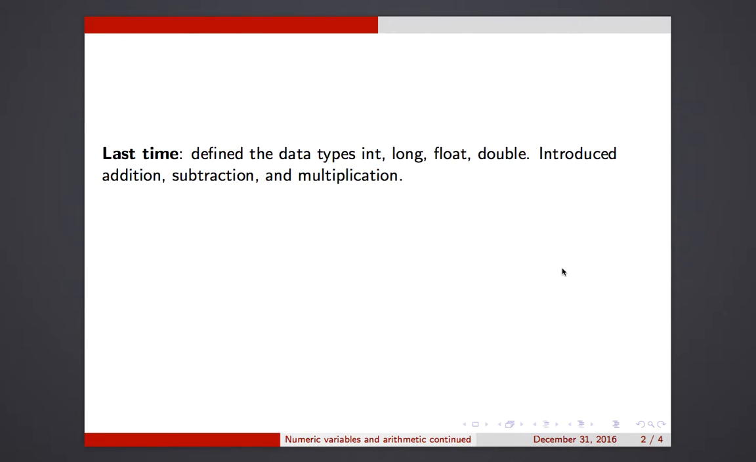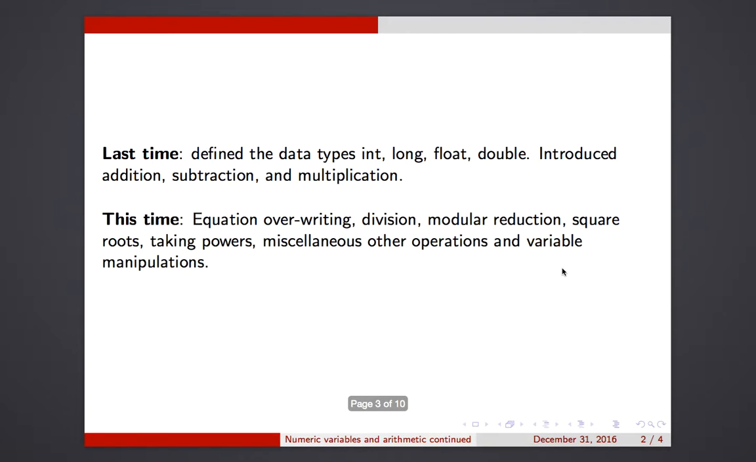Okay, so let me just start by recalling what we did last time. We defined the data types int, long, float, and double, 4 different numeric data types for storing numbers. Int and long were for storing whole numbers. Float and double were for storing decimals. And then I just pointed out that addition, subtraction, and multiplication work like you expect them to. You know, the computer knows what those operations are. You do not need to teach C++ what the plus symbol means or the minus symbol means. That's built in.